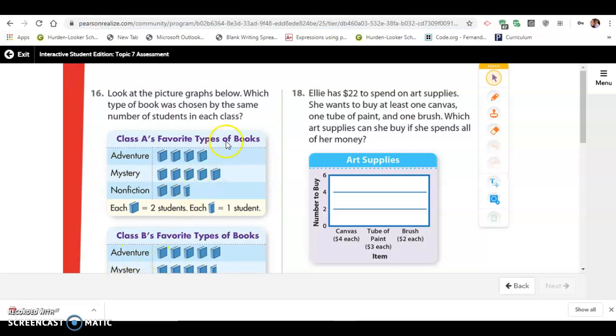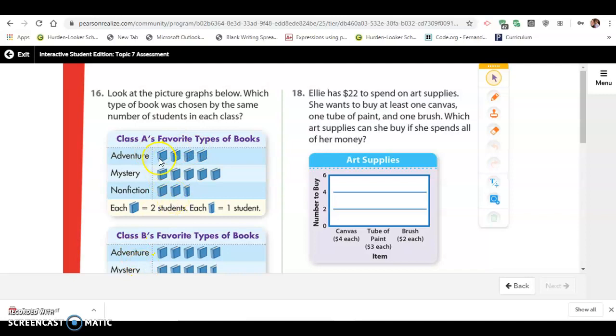So for the last video we're going to record, I'm going to show you number 16, 17, and 18 and how to solve those problems. So number 16 says, look at the picture graph below. Which type of book was chosen by the same number of students in each class?